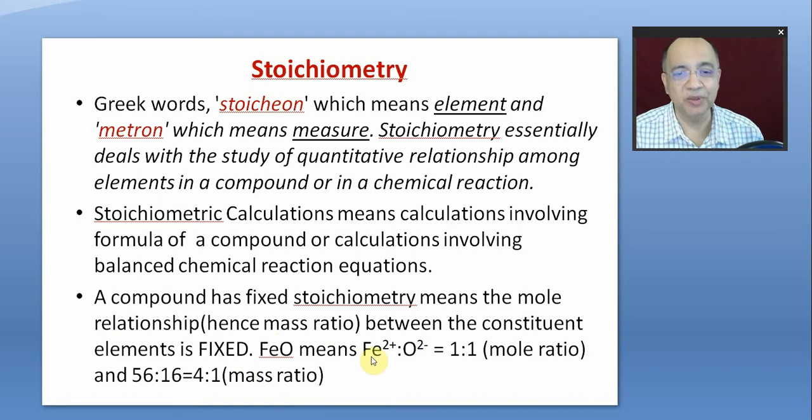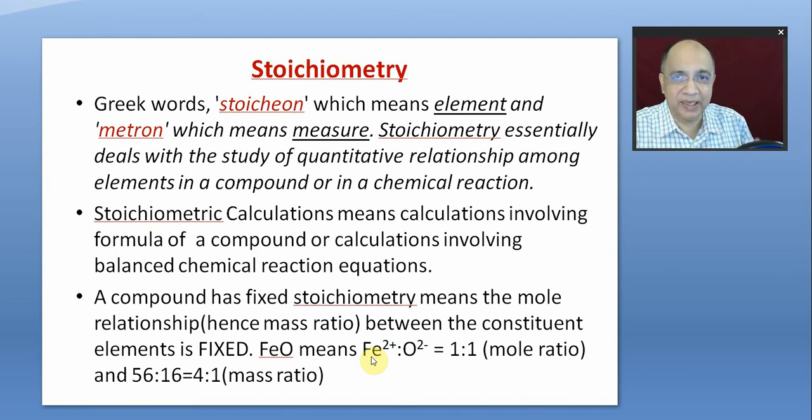It is not variable. If it is water, the mole ratio is 2:1, same as the atom ratio, but the mass ratio will be 1:8. So both mass ratio is fixed. If mass ratio is fixed, their mole ratio is also fixed. That is why we call it a molecule has a fixed stoichiometry.